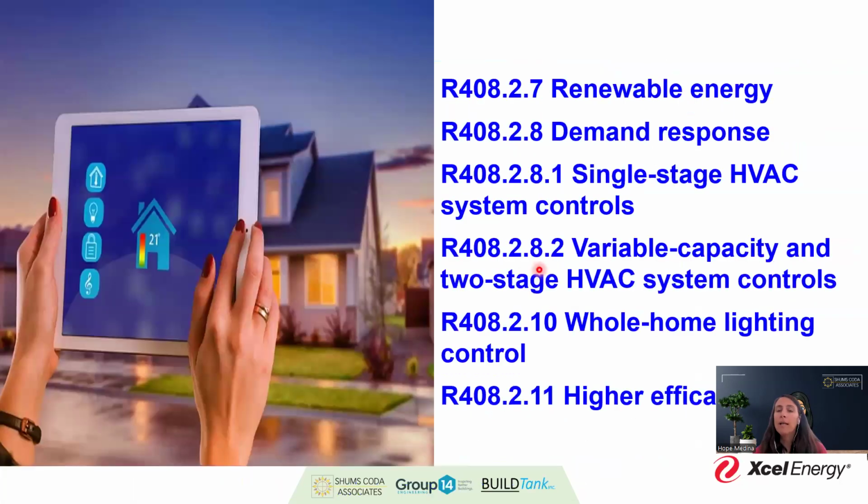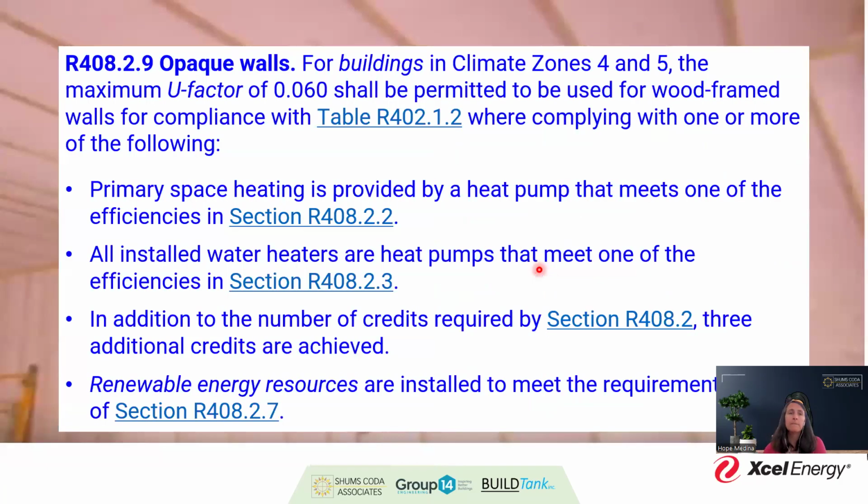All right, so now we're coming up towards the end. Renewable energy, demand response, single stage HVAC, variable capacity and two-stage HVAC system controls, whole home lighting controls, higher efficiency lighting, opaque walls. Here's one that is a little bit of a gimme. If we're in climate zones 4 and 5, some of you get to appreciate what I'm saying. Some of you will be like, darn it, I'm in climate zone 6.